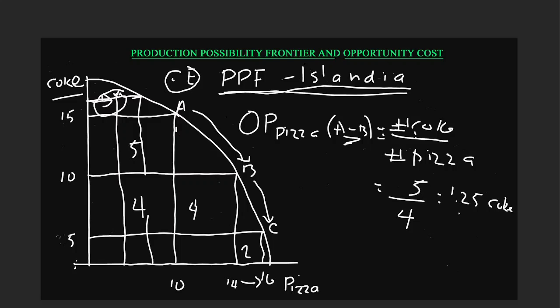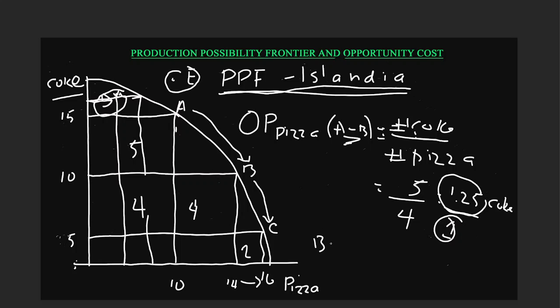What does this mean? This means that as they move from point A to point B, the cost of each additional unit of pizza is 1.25 Coke. So to produce one more pizza, they have to give up 1.25 Coke. This is what this means because this is over 1. Okay, so you have pizza here. To get one more pizza, they have to give up what? 1.25 Coke. What about if they move from point B to C?